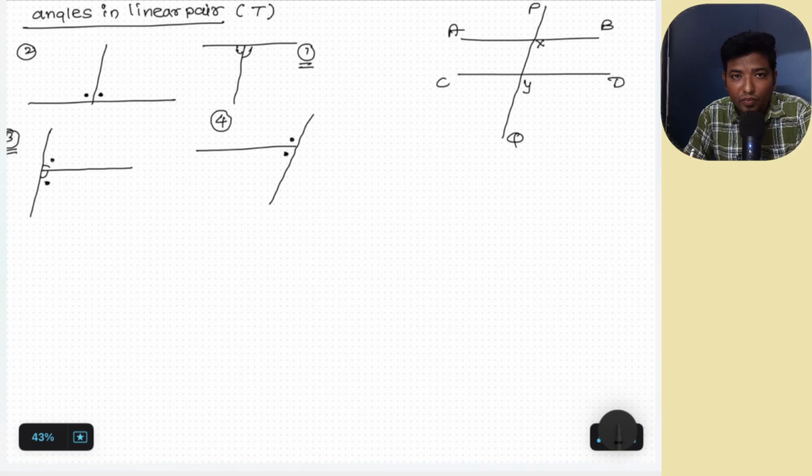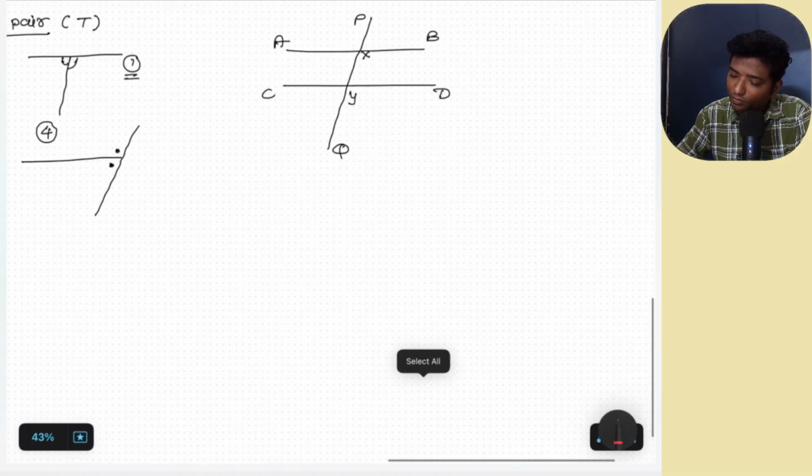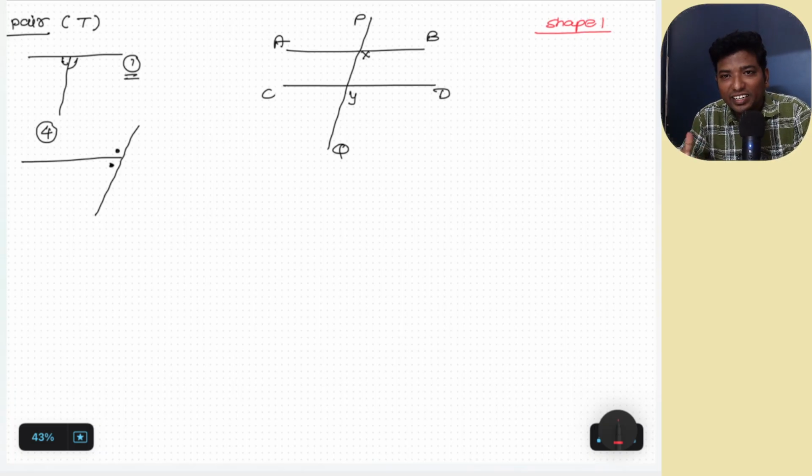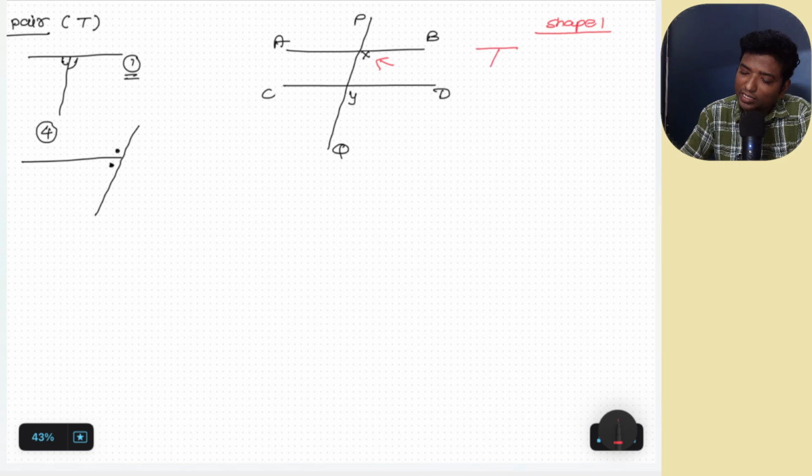कैन यू आइडेंटिफाई द शेप 1? Yes. अच्छा, how many T's are there according to shape 1? If your answer is 2, correct. You can see 2 T's over there. The first T, right? There is another T.